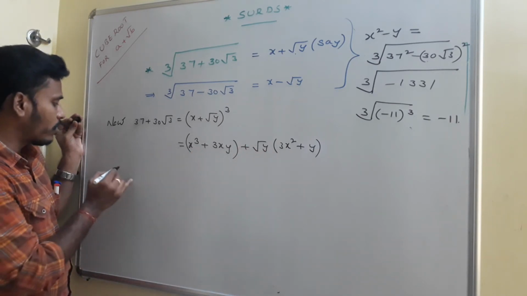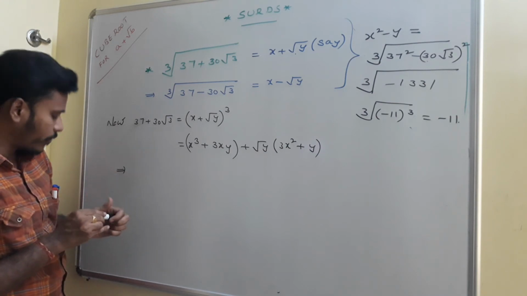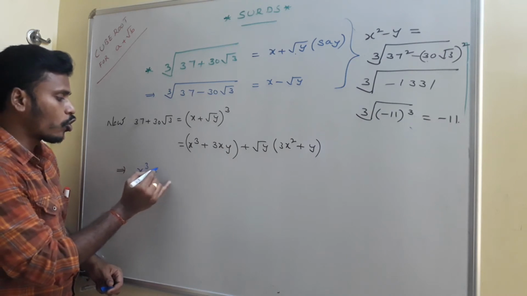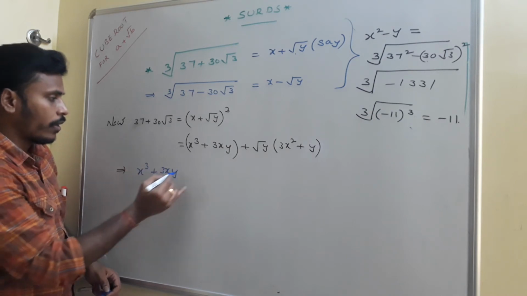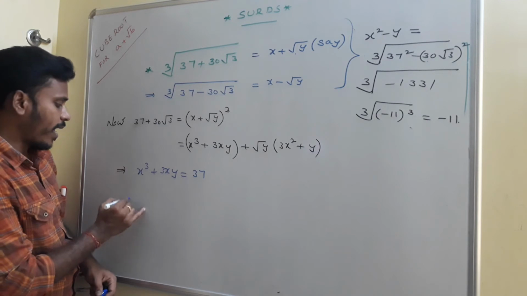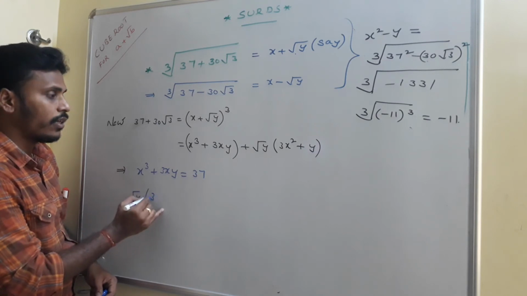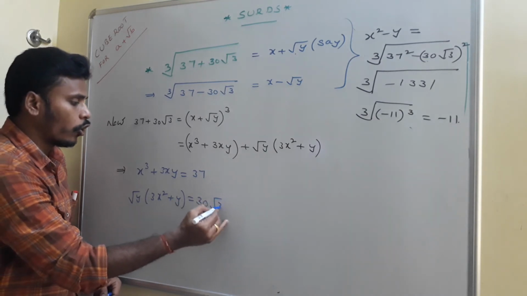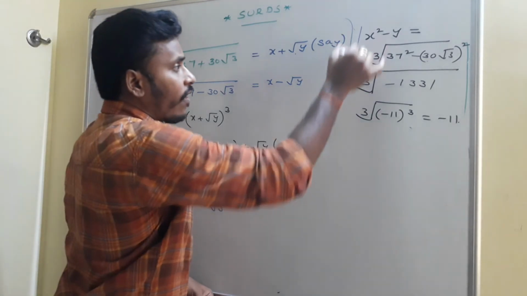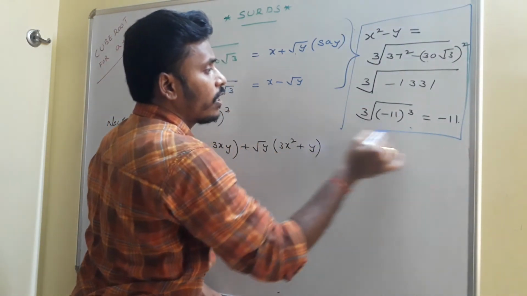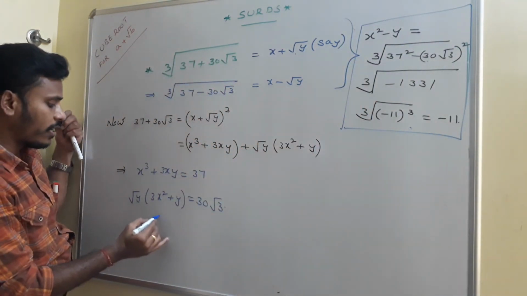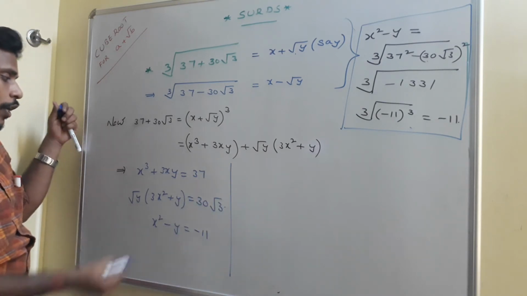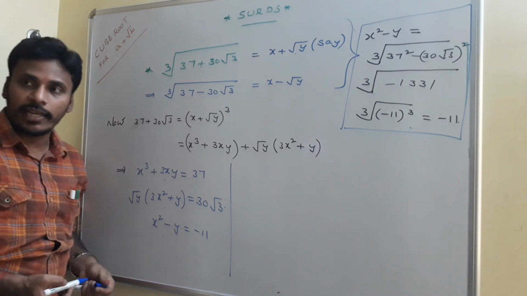Now if you compare both sides, the rational part as well as the irrational part, what you will get? You have x cube plus 3xy is equal to 37, whereas root y times the 3x square plus y is equal to 30 root 3. And another relation: x square minus y is equal to minus 11. Using these three relations, you need to find x and y.